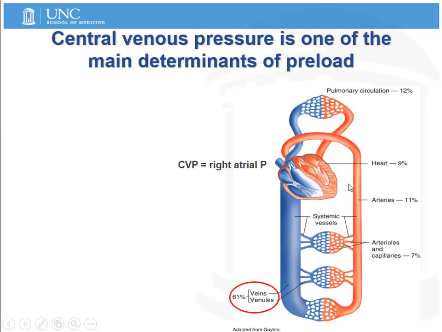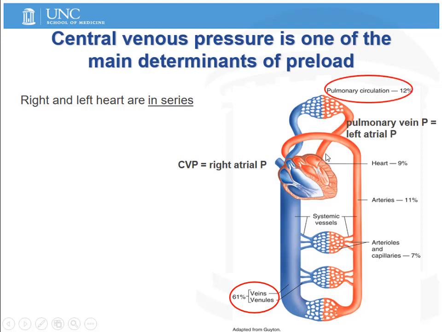Now, to understand how increasing the return of venous blood to the right atrium can affect the end diastolic volume and pressure in the left ventricle, it's important to remember that the right heart and the left heart are in series. So if there's an increase in the amount of blood being returned to and then pumped out of the right heart, that leads to an increase in the blood volume found in the pulmonic circulation, and therefore an increase in pressure in the pulmonary vein that's returning blood to the left heart. Then, since there's no valve between the pulmonary vein and the left atrium, the pressure in the pulmonary vein is equivalent to the pressure in the left atrium.